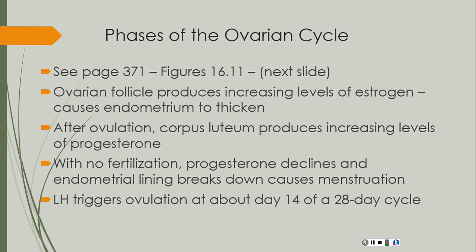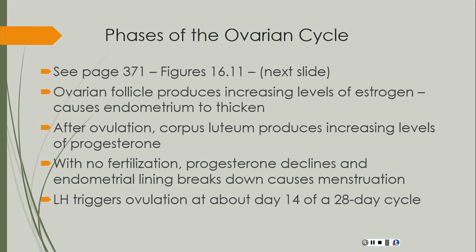So we go on to the phases of the ovarian cycle. It's quite the orchestration going on here in the female body and the male body as well, with the hormones and the production of different follicles. So here the ovarian follicle keeps producing levels of estrogen, and it causes the endometrium, which is the lining inside the uterus, to continue to thicken.